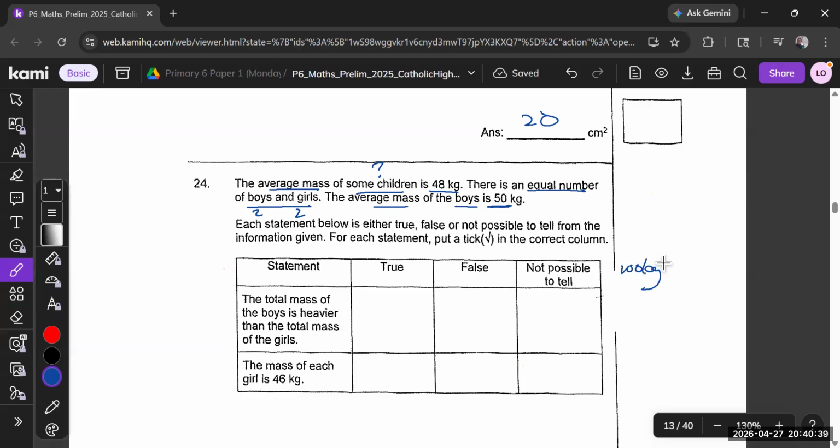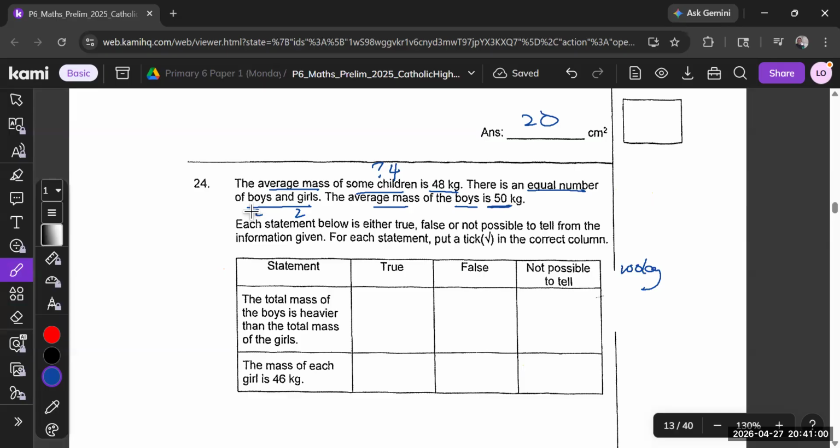And then what is the total mass of the girls? Can we find that? Yeah. How many children are there if there are 2 boys and 2 girls? There must be 4, right? Now, this one is a little bit hard already. This kind of question is a bit hard. So what is the lesson here? The lesson here is to give a small example and a big example.